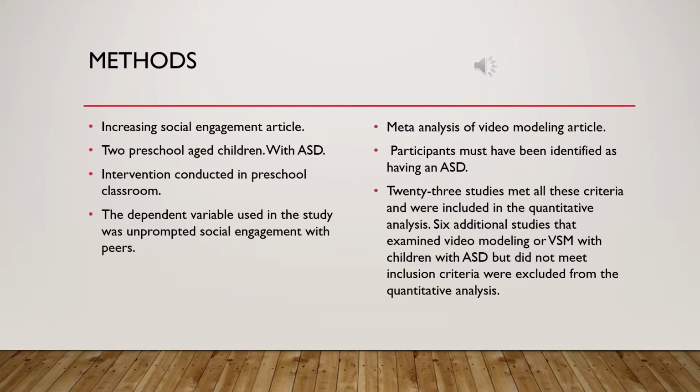For the meta-analysis of video modeling and video self-modeling interventions for children and adolescents with ASD, the first component of their method was that the participants must have been identified as having ASD. 3 studies included a combination of participants with ASD and other developmental disabilities, and in these cases the data was analyzed only for participants with ASD. Also, the study must have utilized outcome measures that targeted behavioral functioning, social communication skills, or functional skills.